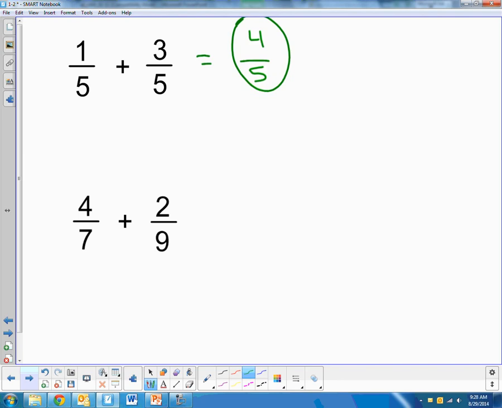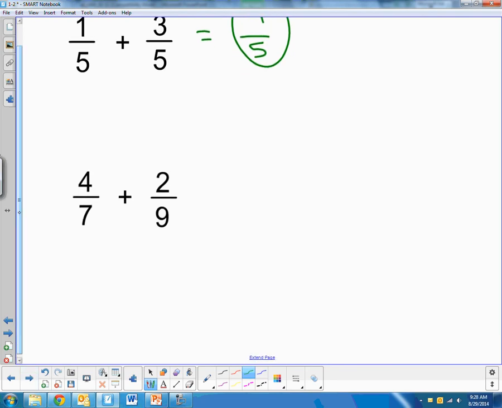Same thing with the next one. Now with this one, of course, we're still looking at those signs. They have the same sign. So we're not going to find the difference. They have the same sign, we add them together. We do, however, need common denominators. So I think if you run through your list, you'll end up that the smallest common denominator that we can find, the least common multiple, is 63. And so we'll get that common denominator there.